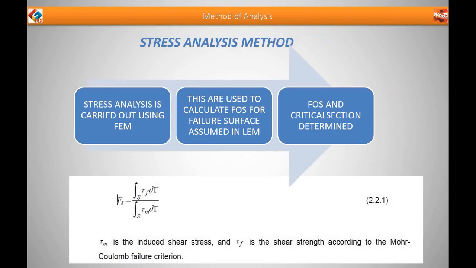Now you have seen that in the limit equilibrium method we only obtain the factor of safety, that was the disadvantage, and in strength reduction method we didn't obtain a clear failure plane surface. So MIDAS products provide a stress analysis method. In this, basically the stress analysis is carried out using the finite element method, and these stress values are used to calculate the factor of safety for the failure surface that is assumed in LEM. So it is basically a combination of SRM and LEM, and then the factor of safety is calculated and the critical surface is defined with the stress condition in the embankment.